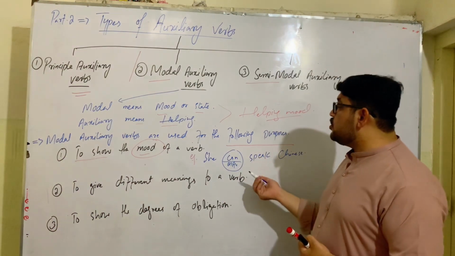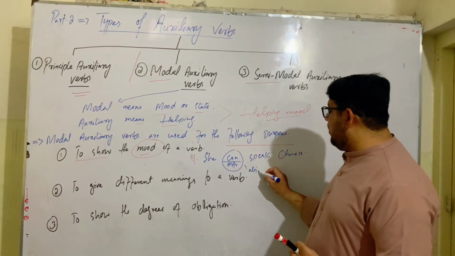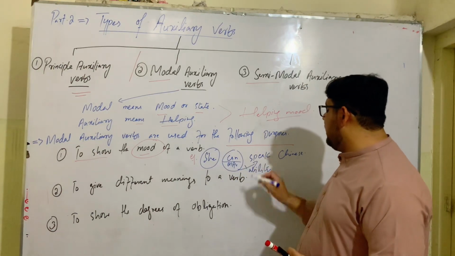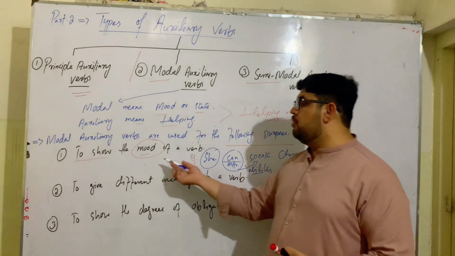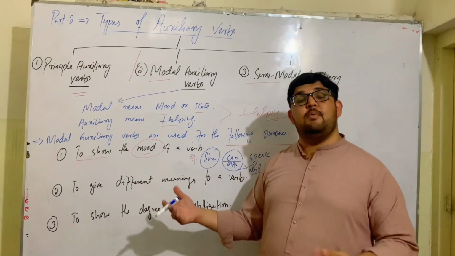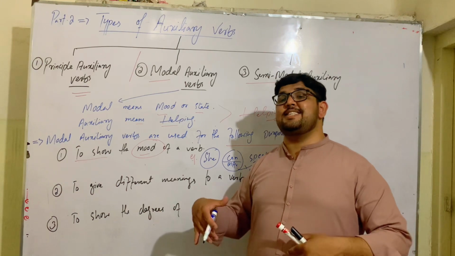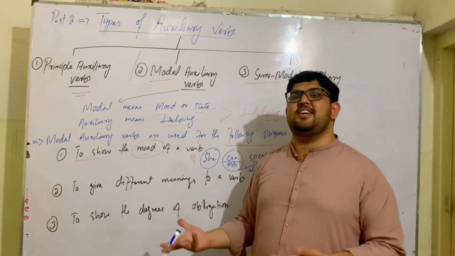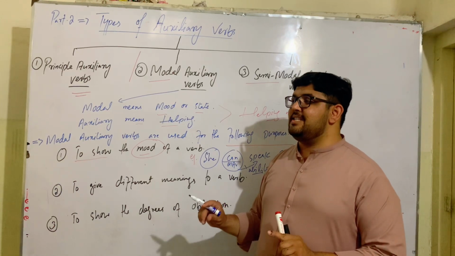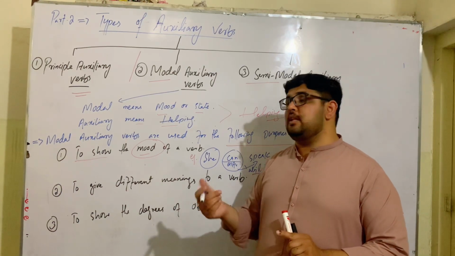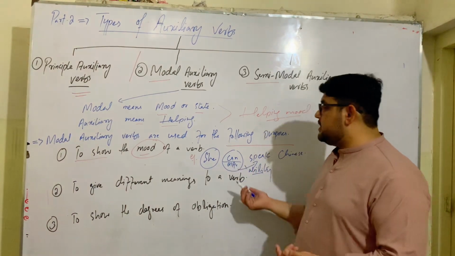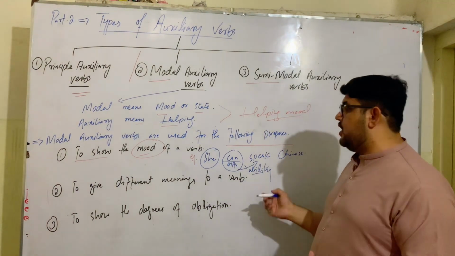And can also shows ability of the subject to perform an action. So here this ability is also the mood. Modal auxiliary verb shows obligation. Obligation is the mood. It shows certainty or possibility. Possibility is the mood. So whatever modal auxiliary verb shows in a sentence, that is actually the mood of a verb in that sentence. So mood means positivity, negativity, and interrogativity.